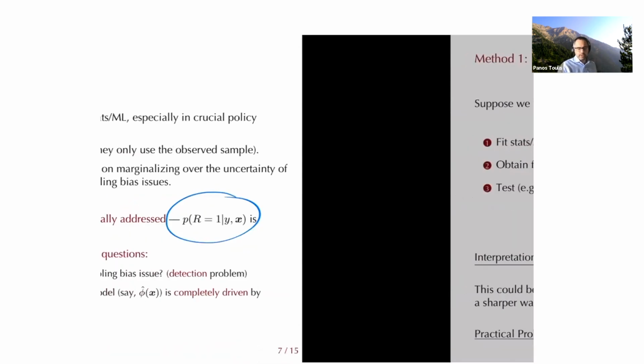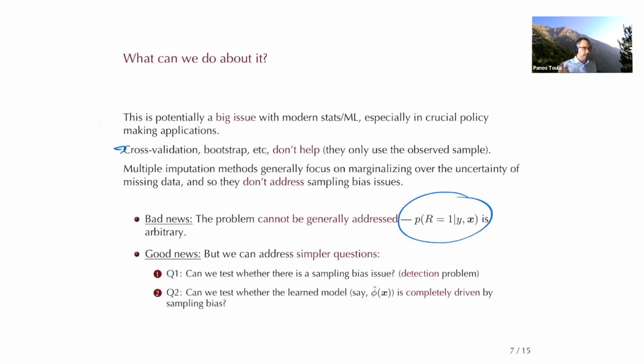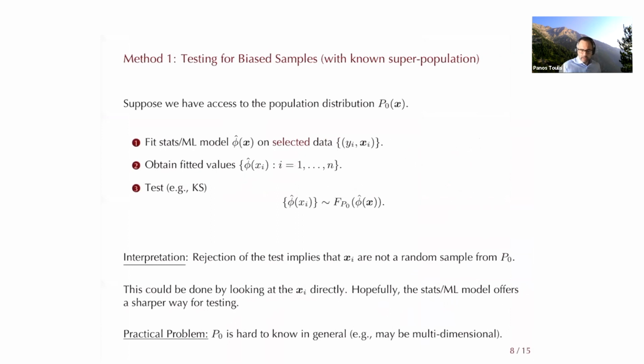Okay, so let me try to address these two questions now. Can we detect whether there is sample bias? And two, could the effect that we find in the data be purely due, mainly due, mostly due to the selection bias, the sample bias? Okay, question number one. Now, in this question, I'm going to assume that we know the distribution of my x's, my covariates, my features in the superpopulation. It's not a particularly crazy assumption, right? In the population, we do know, for instance, the distribution of age, the distribution of race, ethnicity, and so on and so forth. We do have marginal descriptions of these distributions. So what do we do? Well, fit your stats ML model.